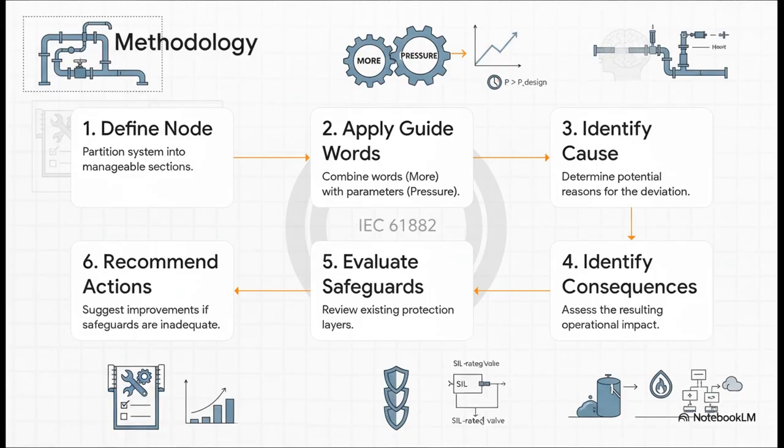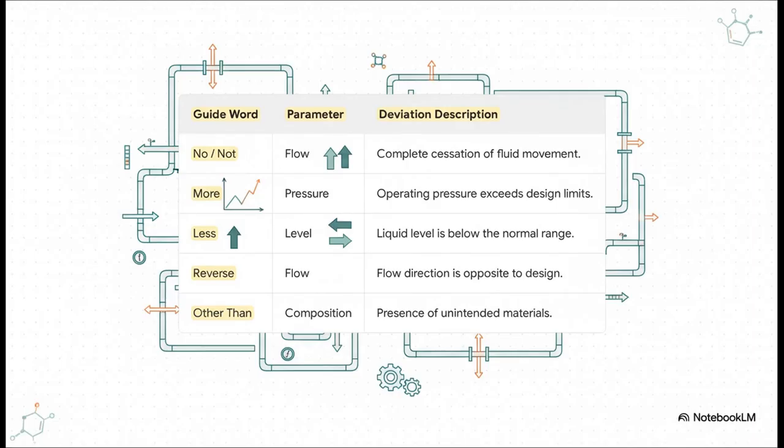The process itself, which is guided by the IEC 61882 standard, is incredibly disciplined. First, the team breaks the whole plant down into manageable chunks called nodes. Then, they systematically apply guide words to different process parameters to brainstorm deviations. And for every single deviation, they have to identify the causes, the consequences, check the existing safeguards, and then, if the risk isn't controlled, they make recommendations. And right here, this is the real engine of the HAZOP.